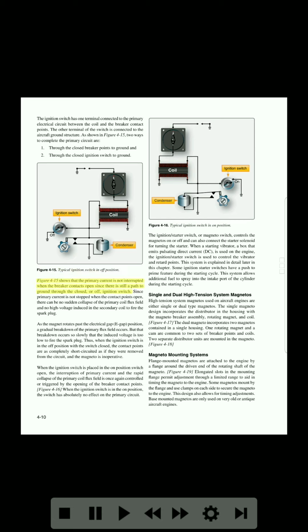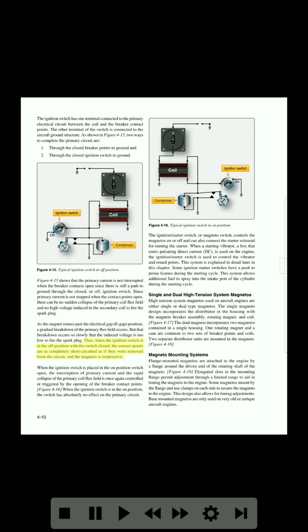Figure 4-15 shows that the primary current is not interrupted when the breaker contacts open, since there is still a path to ground through the closed, or off, ignition switch. Since primary current is not stopped when the contact points open, there can be no sudden collapse of the primary coil flux field, and no high voltage induced in the secondary coil to fire the spark plug. As the magnet rotates past the electrical gap, E-gap, position, a gradual breakdown of the primary flux field occurs. But that breakdown occurs so slowly that the induced voltage is too low to fire the spark plug.